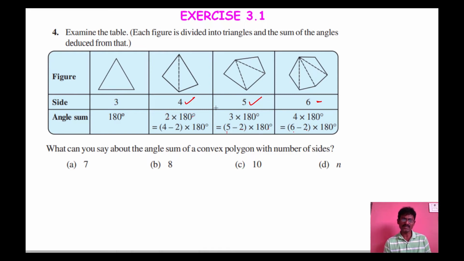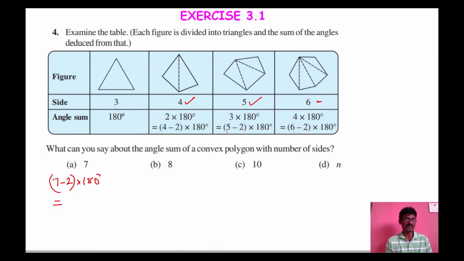If we observe all these, we can say that the sum of angles in a polygon is equal to (number of sides minus 2) times 180 degrees. So here you see, what can you say about the angle sum of the convex polygon with the number of sides? So here we have 7. In the first one, we have 7. So the angle sum will be (7 minus 2) times 180 degrees.